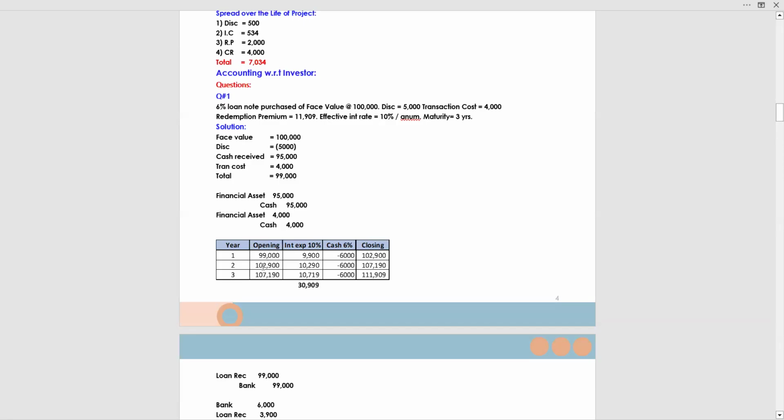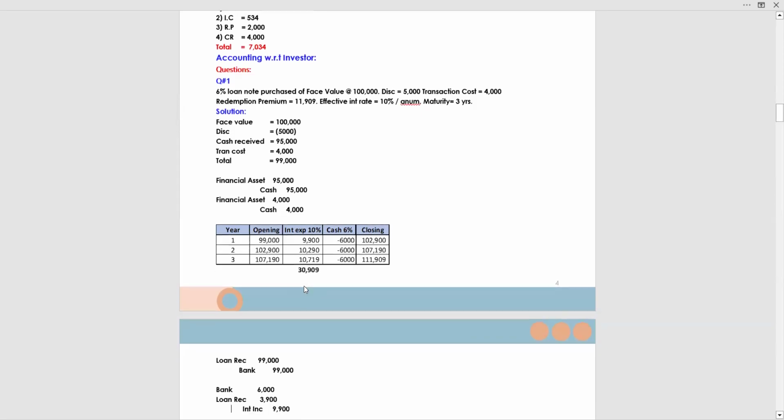This will become the opening of the second year. Again, the second year closing will become the opening of the third year. You will apply 10%, which gives you 10,719, and the cash you receive from the borrower is 6,000. At the end, the amount you recover from the borrower is 111,909. Again, add these interest incomes. The total income at the end of the third year is 30,909.